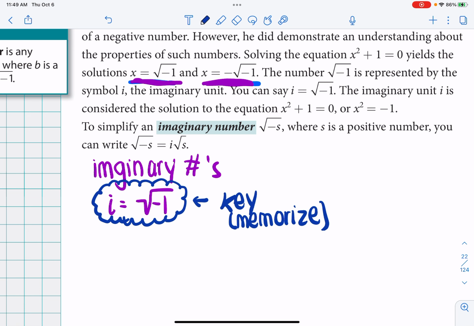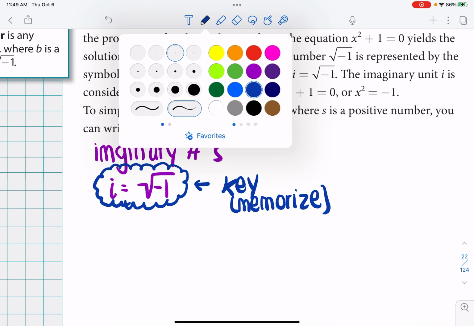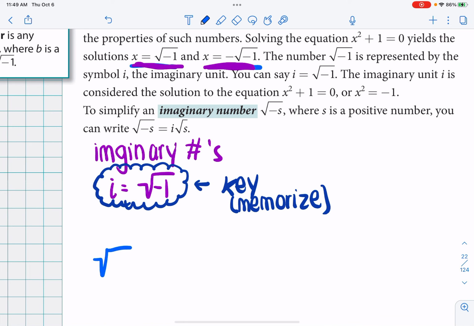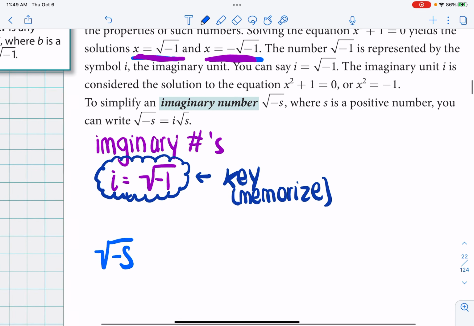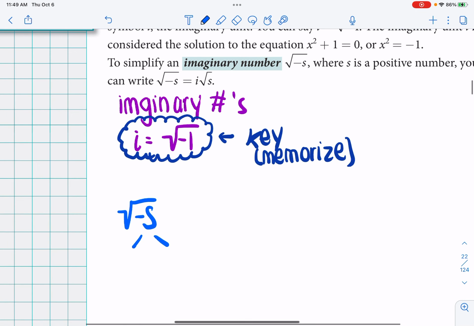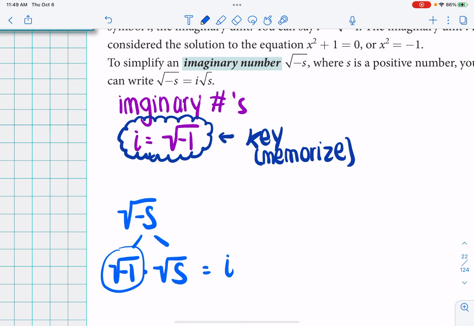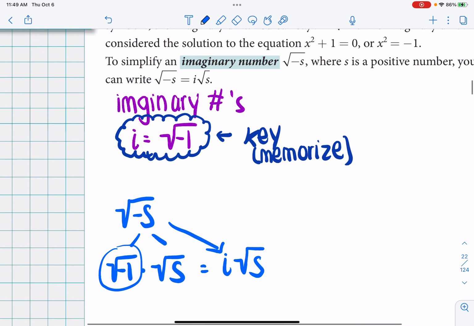Expanding that idea, if we have the square root of -s, where s represents a positive number, it can be written as the square root of -1 times s, in which the square root of -1 is i, so it would be i times the square root of s. That's how they got that. So we need to know that the square root of -1 is i.